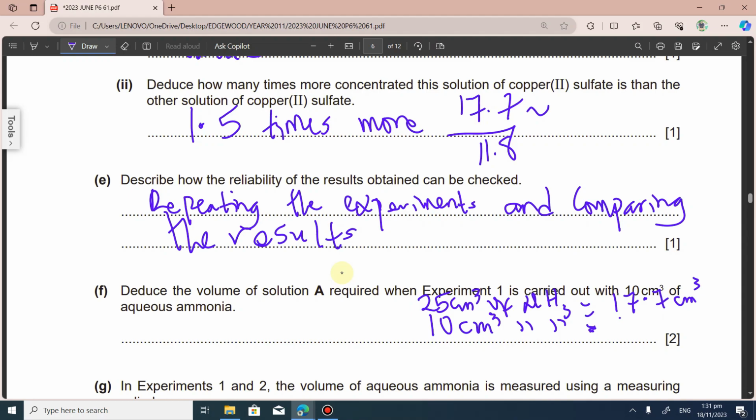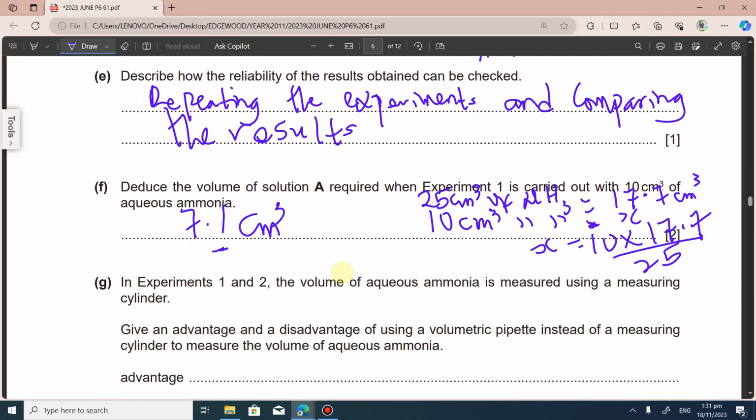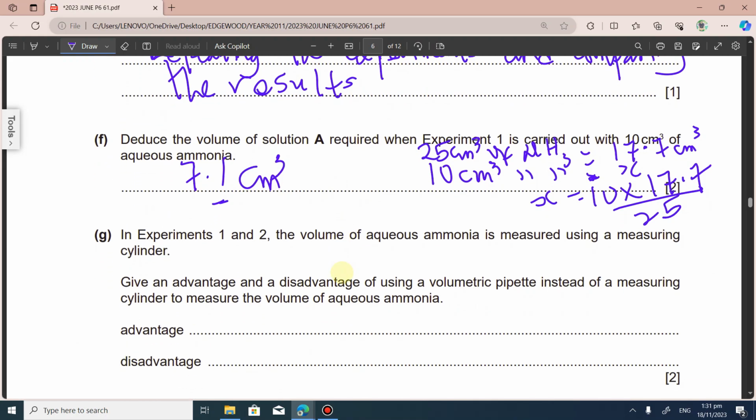So this becomes x. Let's represent it as x. To get x, by cross multiplication, it becomes 10 times 17.7 all divided by 25. So let's press down the calculator. 10 times 17.7, okay, divide that by 25. So into one decimal place, because everything we have been dealing with is in one decimal place. If we approximate that, we have 7.1 centimeter cube. So 7.1 centimeter cube of solution A will be needed if you are using 10 centimeter cube of ammonia. I believe that is clear.